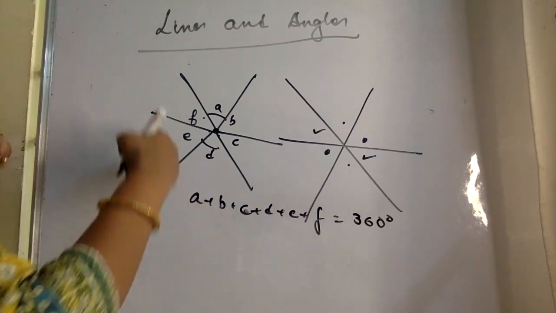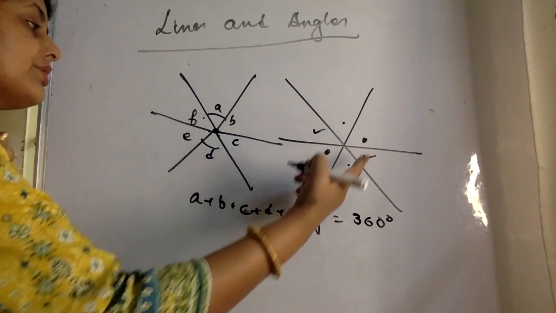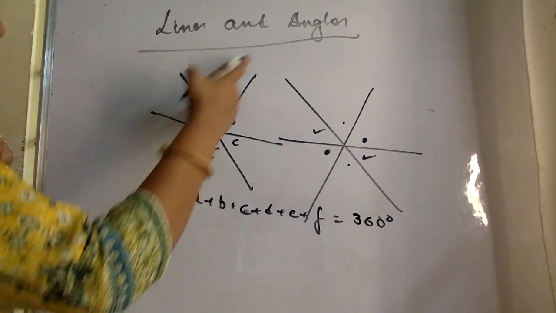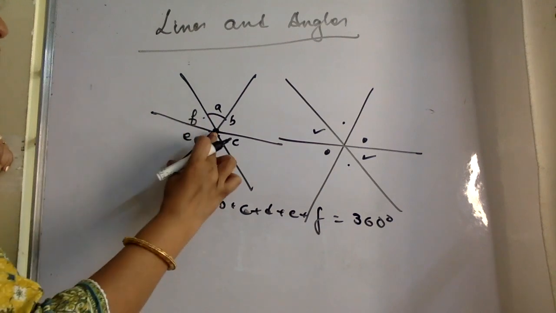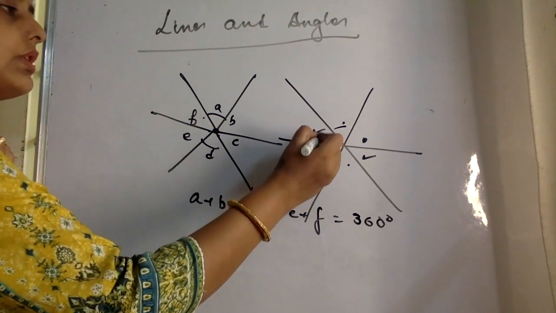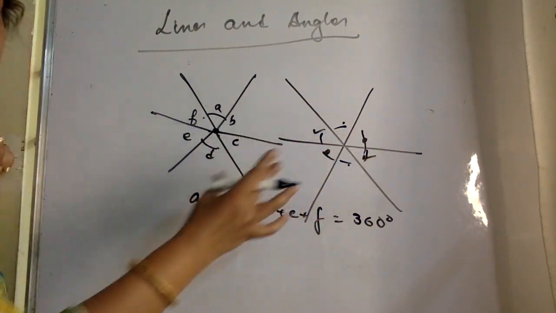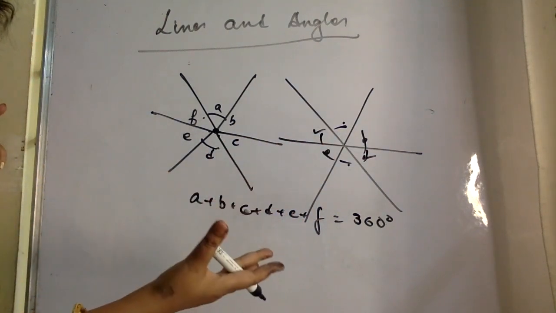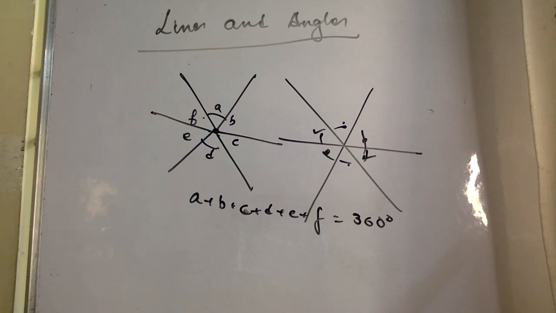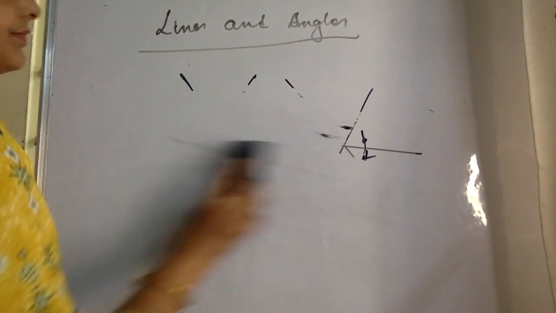So angles around a point, whether you have made it using straight lines or without using straight lines, all these angles always add up to 360 degrees. This is called angles around a point. Okay, so now let us take up a few of the questions based on this.